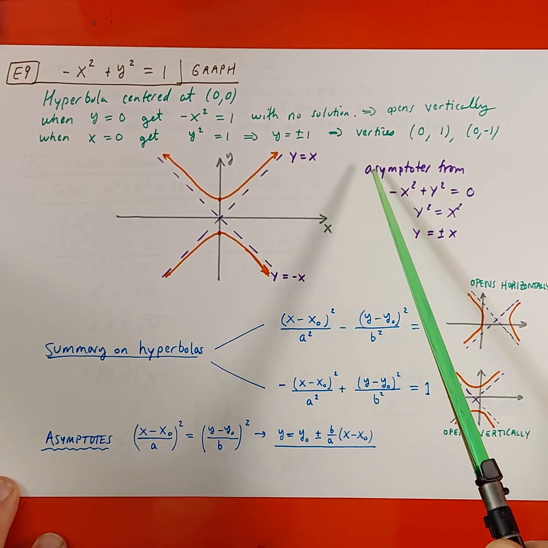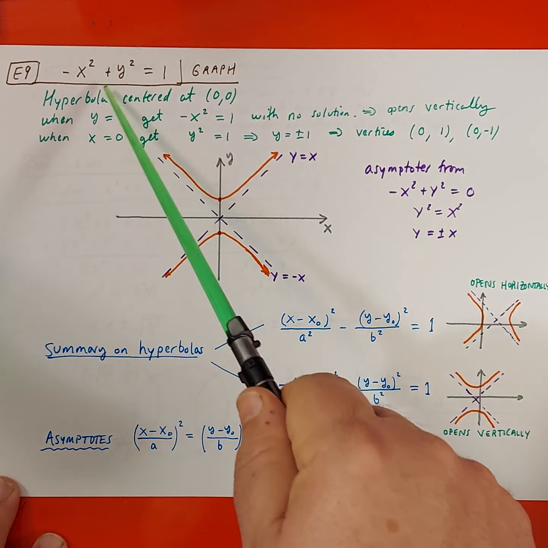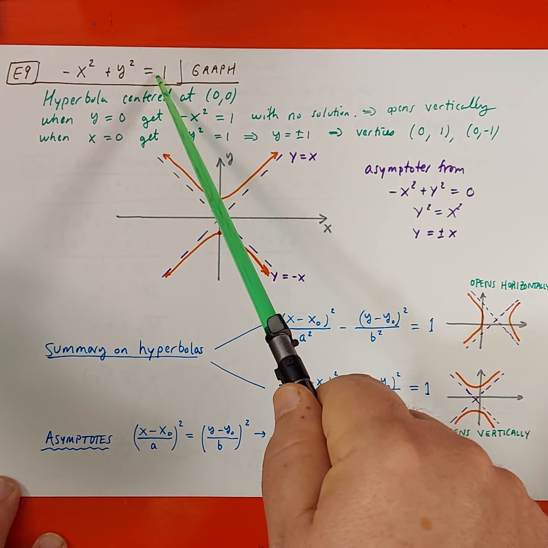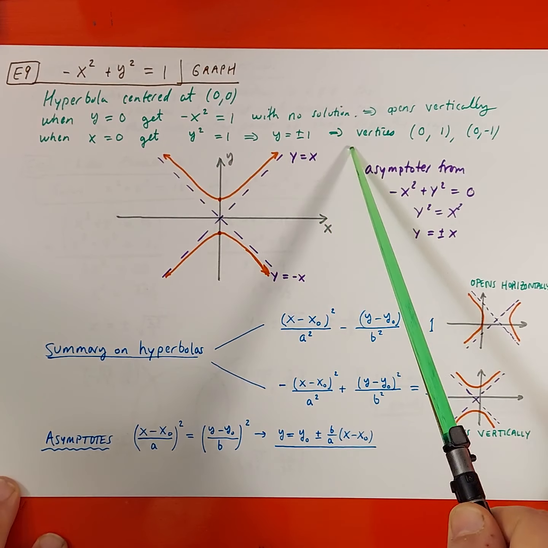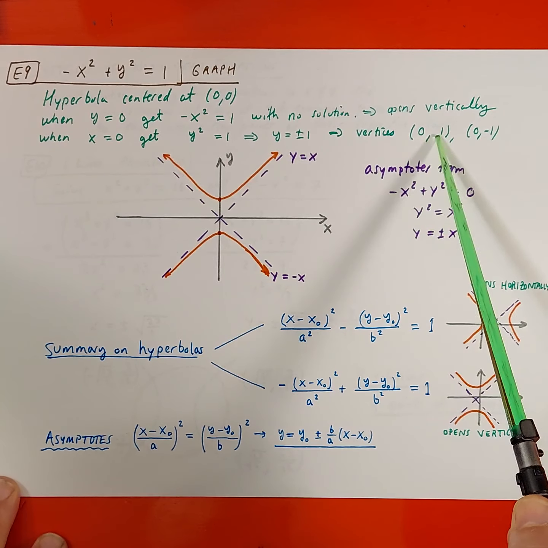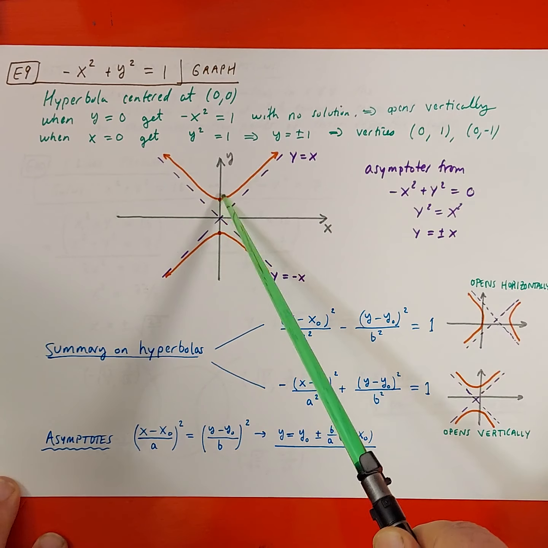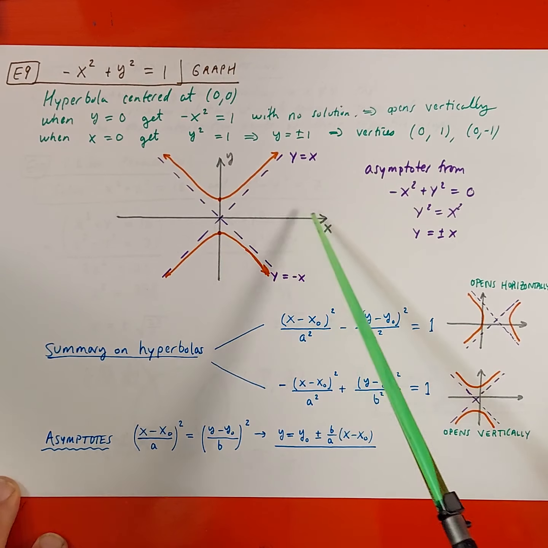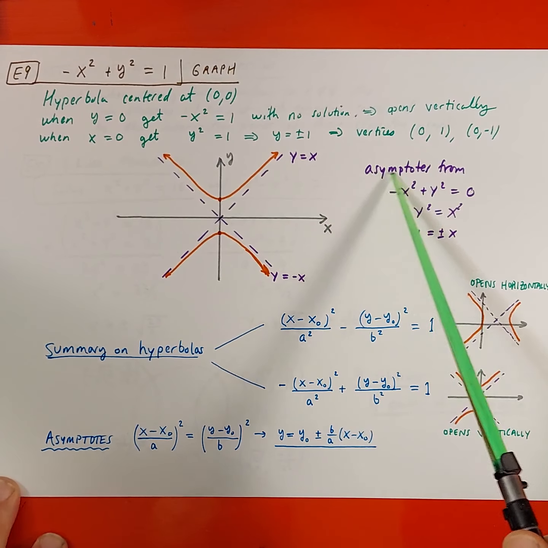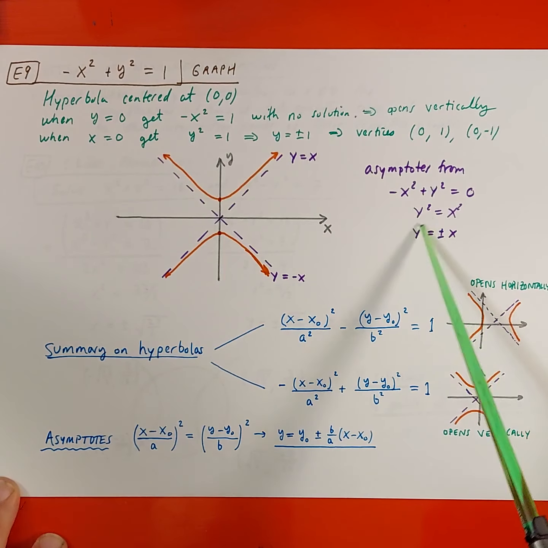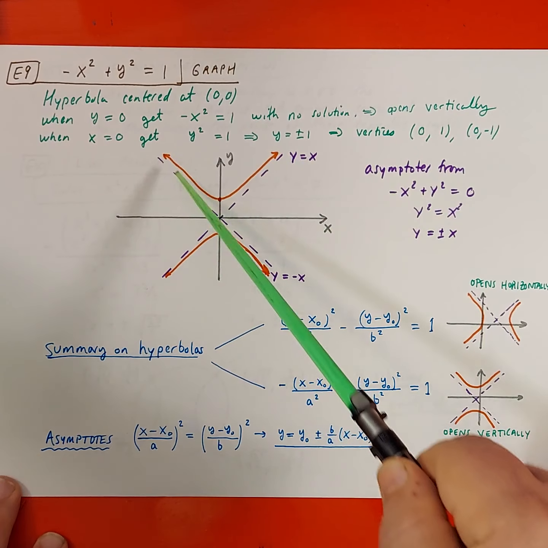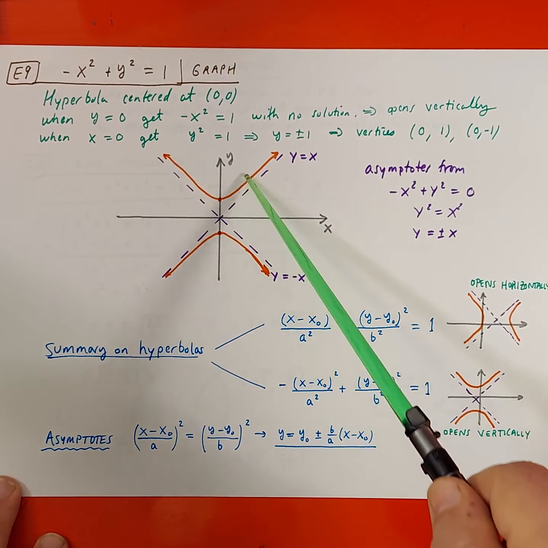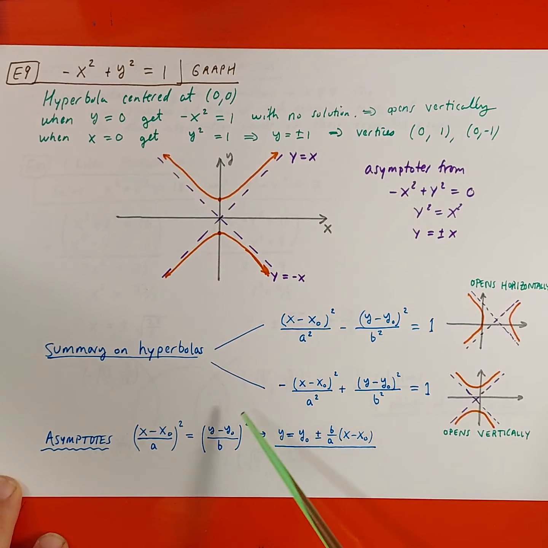All right, so to find the vertices, put x equal to 0. You get y squared equals 1, which has solutions y is plus or minus 1. So you've got vertices at (0, 1) and (0, -1), here and here. And you can also find the asymptotes from setting it equal to 0. This time the asymptotes are just y equals plus or minus x, which are these dotted lines. All right, and there's a rough picture of the hyperbola, right?